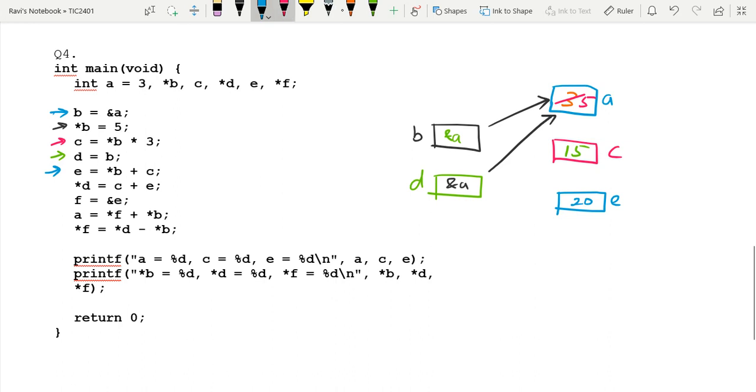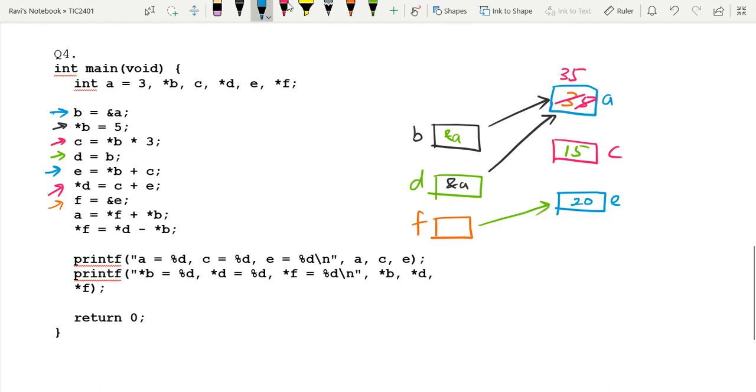The next line says asterisk D equals C plus E. D is also pointing to A, so it equals C plus E. 15 plus 20 is 35, so now I'll put a value of 35 inside here. In the next line, I'm going to say F equals E. F is another pointer, and F is now going to point to E.